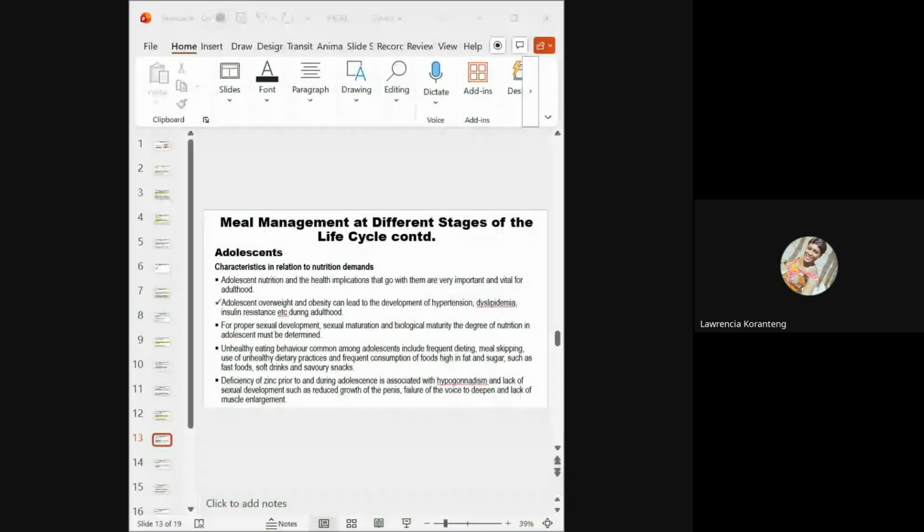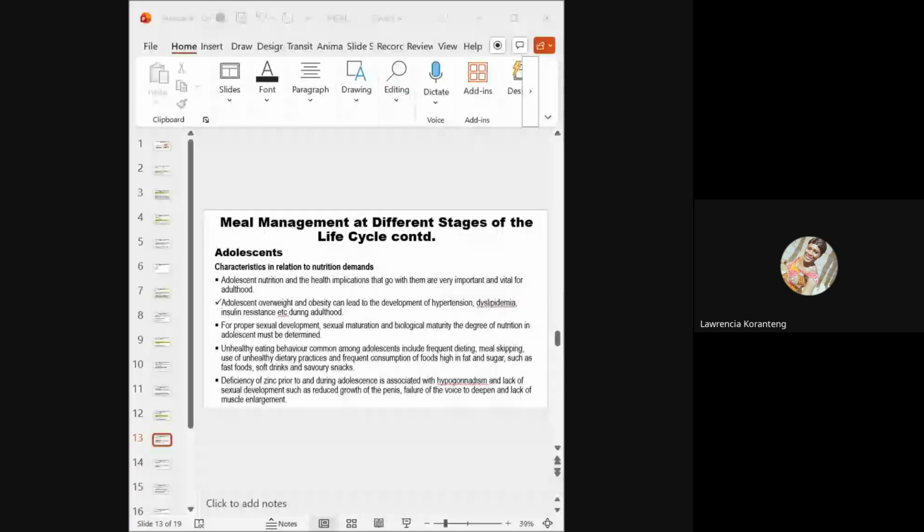So now our child has grown to adolescence, and at adolescence, nutrition and health is very important, because at this stage they are about to menstruate and all that. They're about to develop their sex hormones, their puberty is about to take place. Adolescent overweight and obesity can lead to the development of hypertension, dyslipidemia, and insulin resistance during adulthood. So at this stage, you have to be very careful so that they don't become overweight.